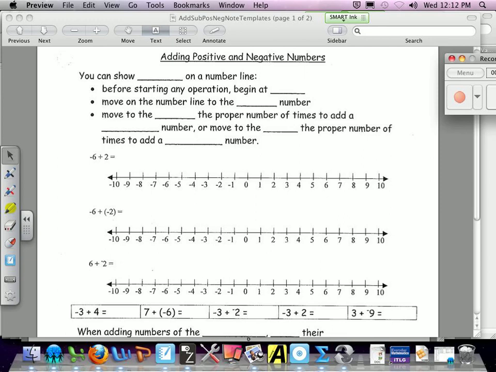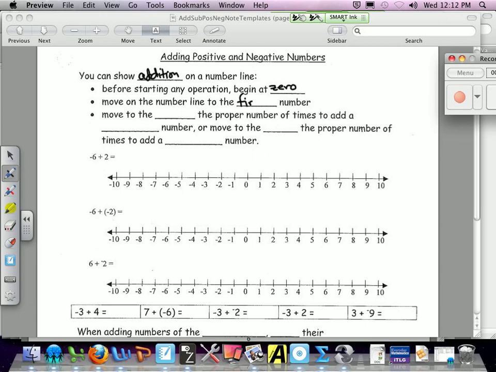So for the number line, you can show addition on a number line by following these steps. The first step is before starting any operation, begin at 0. That's not necessarily my strategy for adding in general. When my daughter's doing bedtime math problems and it wants her to add 7 plus 2 more, I don't have her count up to 7 and then count 2 more. I have her start at 7 and then count 2 more. But to show it on a number line, we're always going to start at 0.